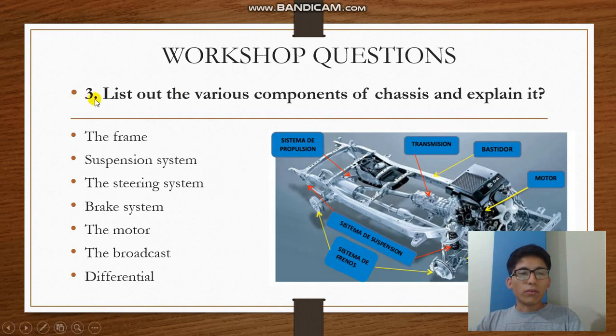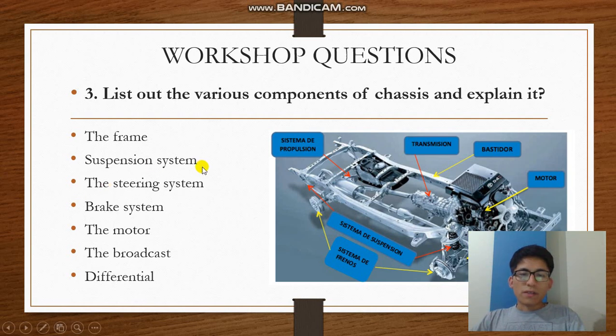Well, the third question is list out the various components of chassis and explain. Well, the frame is a component of chassis. It is the most important component of chassis because it is the structure of the vehicle and supports different forces of different systems that connect with the frame.